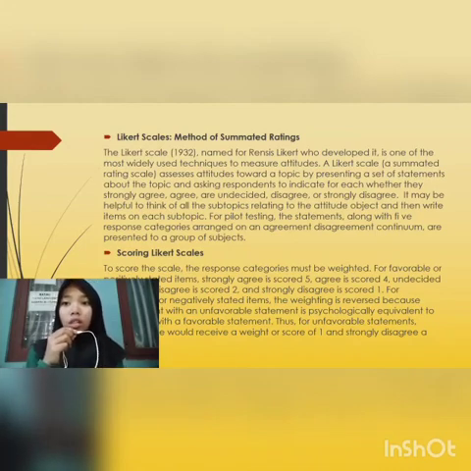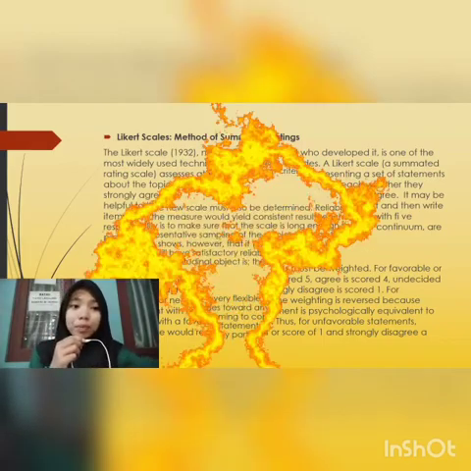For unfavorable or negatively stated items, the weighting is reversed, because disagreement with an unfavorable statement is psychologically equivalent to agreement with a favorable statement. Thus for an unfavorable statement, strongly agree will receive a weight score of 1, and strongly disagree a weight of 5.